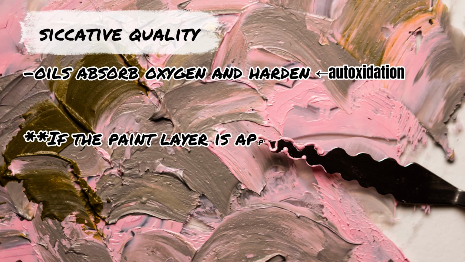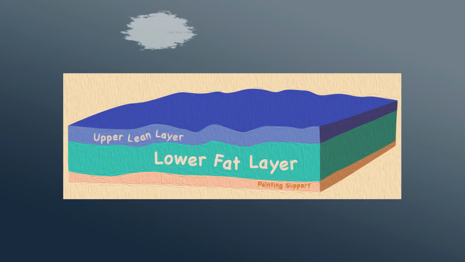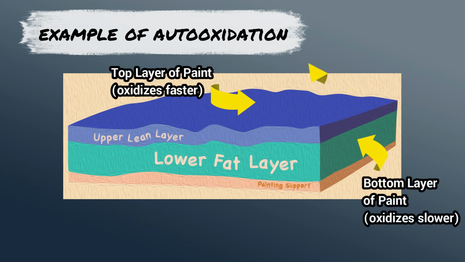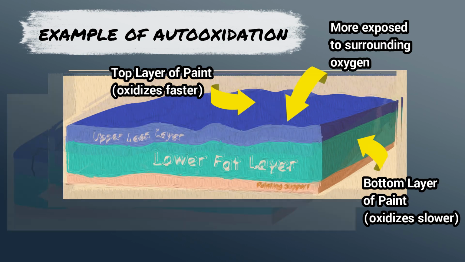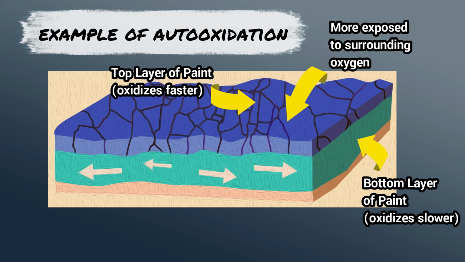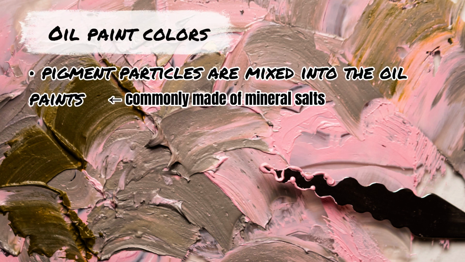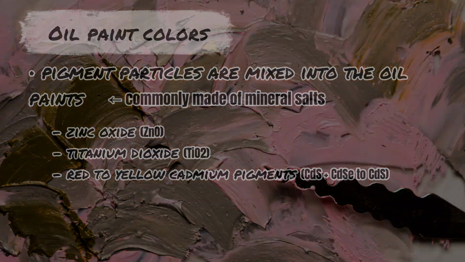If the paint layer is applied too thinly and is accelerated by a siccative, the paint can crack through. This is especially true due to the top layer of the paint oxidizing faster than the bottom layer, since it is more exposed to the surrounding oxygen. But when this top layer of the paint oxidizes, it expands and doesn't leave room for the bottom layer to expand. This entrapment of the bottom layer therefore leads to cracks in the paint. To create the different colors, different pigment particles are mixed into the oil paints, which are commonly made up of mineral salts, like zinc oxide, titanium dioxide, and the red to yellow cadmium pigments.